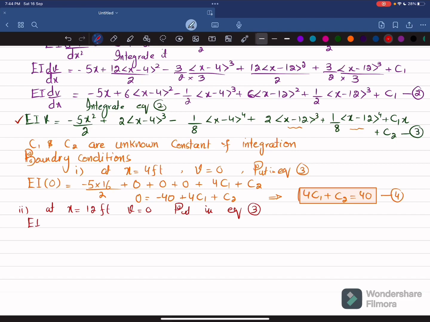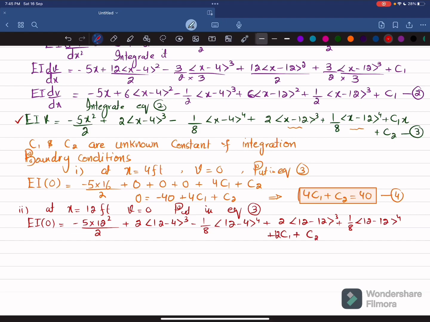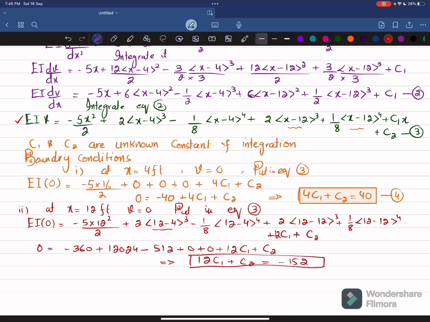So we will write EI into 0 is equal to minus 5 into 12 square divided by 2 plus 2 into 12 minus 4, 12 minus 4 whole cube, minus 1 over 8 into 12 minus 4 whole power 4, plus 2 into 12 minus 12 will be 0, plus 1 over 8 into 12 minus 12 whole power 4, plus C1x, x is 12, so 12C1 plus C2. So this will be equal to 0, and we will get minus 360 plus 1024 from this term, minus 512, plus 0 plus 0 plus 12C1 plus C2. So from here you will get 12C1 plus C2 will be equal to minus 152. This is your equation number 5.